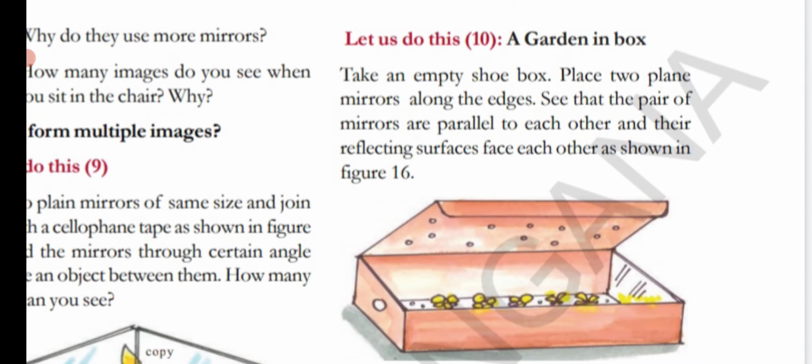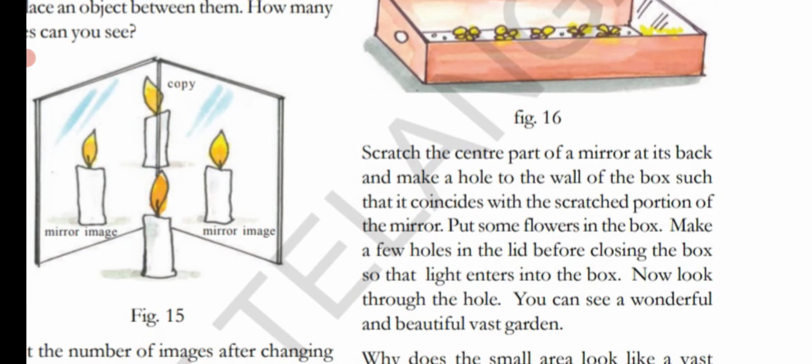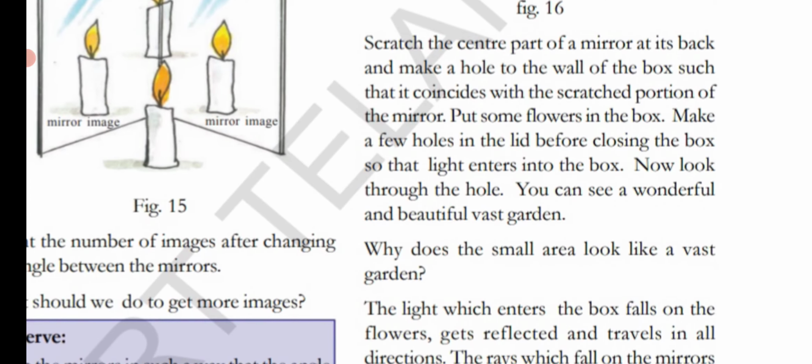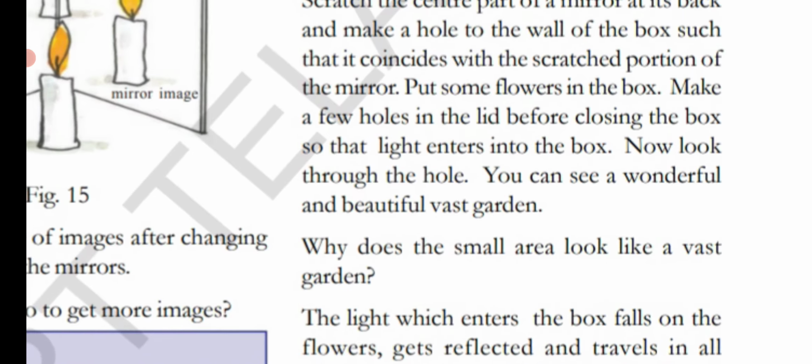Let's see. A garden in a box. Next activity. Take an empty shoe box. Place two plain mirrors along the edges. See that the pair of mirrors are parallel to each other and the reflecting surfaces face each other as shown in the figure. Scratch the center part of the mirror at its back and make a hole in the wall of the box such that it coincides with the scratched portion of the mirror. Put some flowers in the box. Make a few holes on the lid before closing the box so that light enters the box. Now look through the hole. You can see a wonderful and beautiful vast garden.